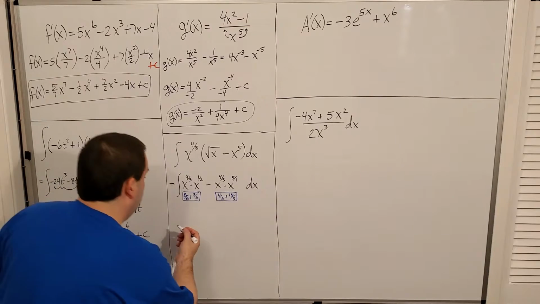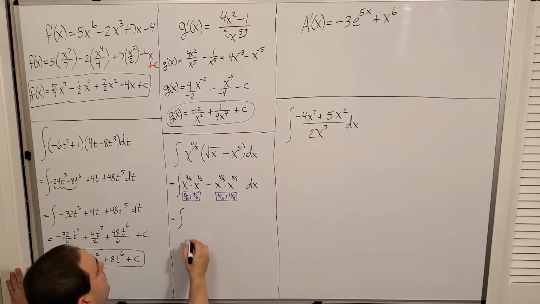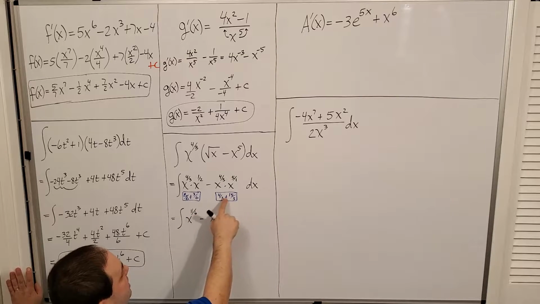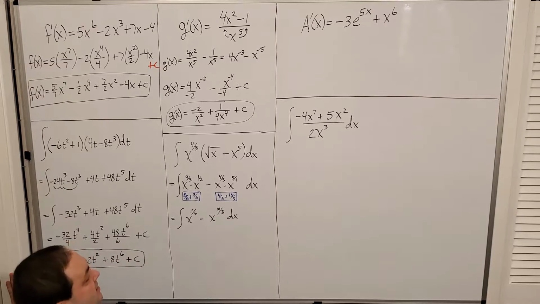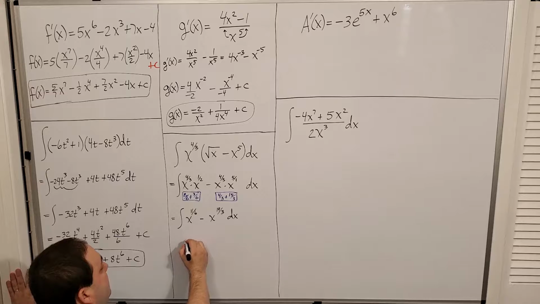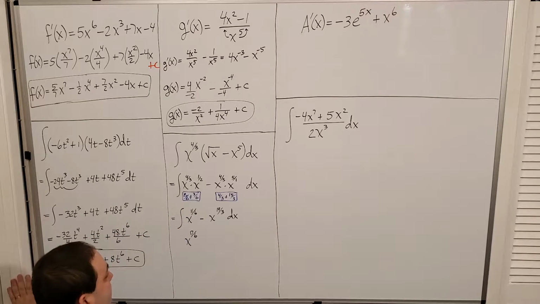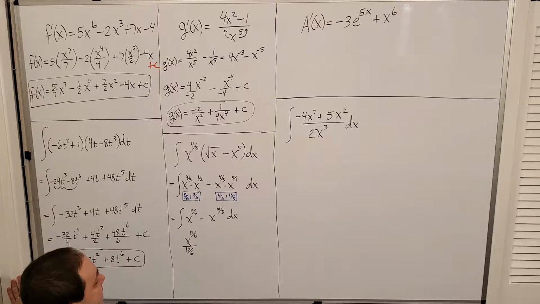Okay. So equals integral of x to the 11/6 minus x to the 19/3 dx. Now I'm doing the antiderivative. These are power rules. So I'm just going to add 1 to the power, right? That's going to give me x to the 17/6, right? If I'm adding 1, I'm adding 6/6. So 11 plus 6 is 17. Okay? Divide by the new power, 17/6, like that.